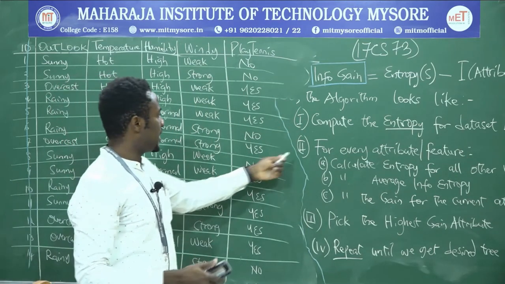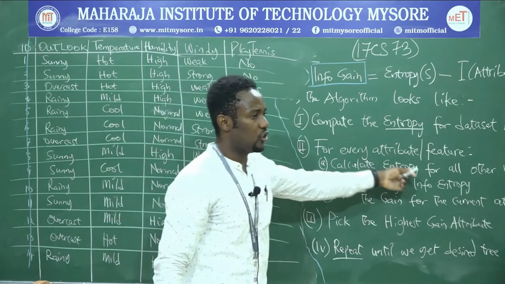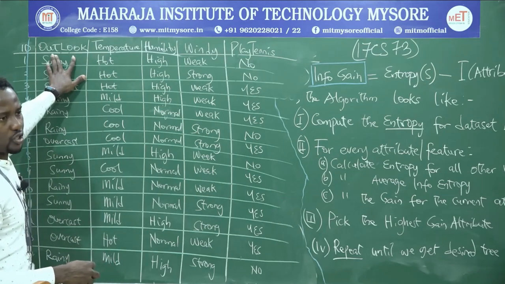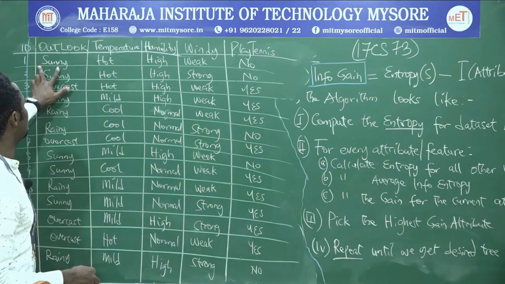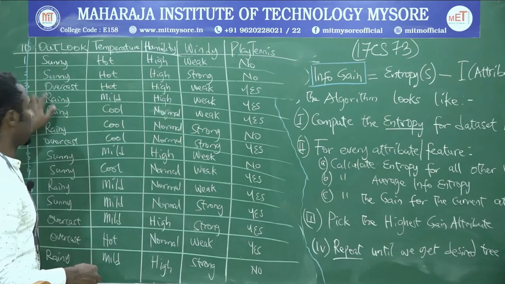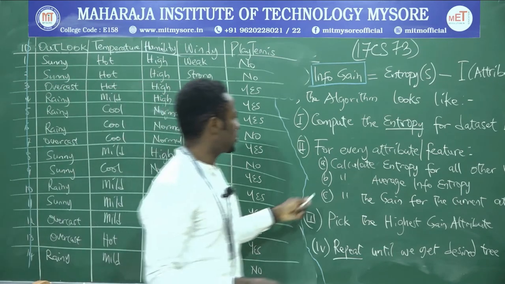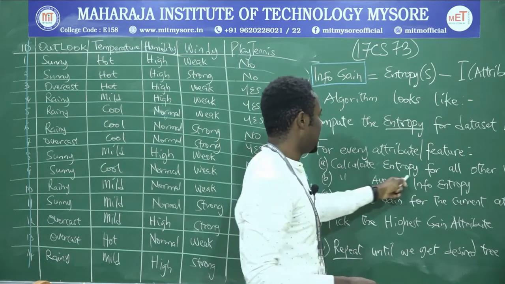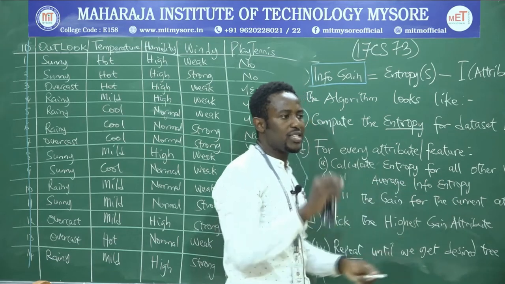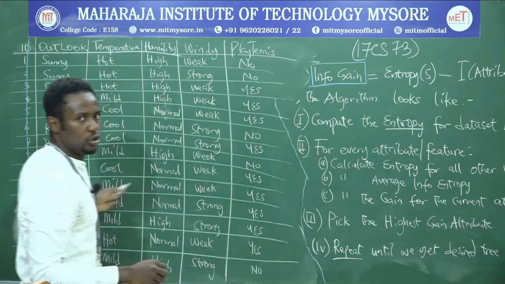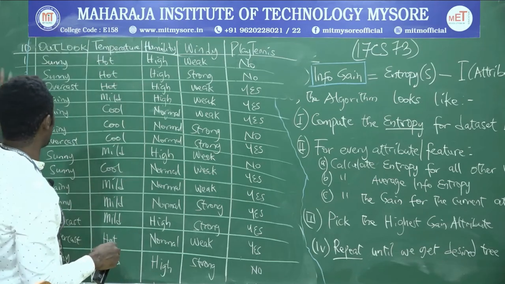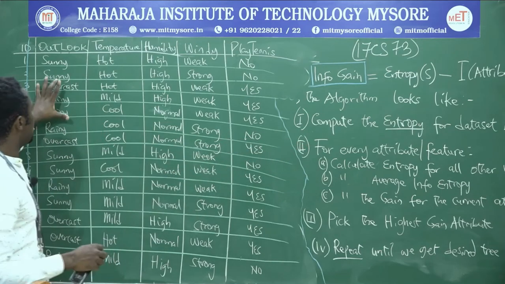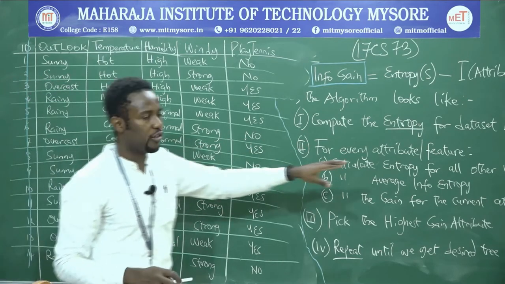Fine. So next, for every attribute or feature, for example, we have taken Outlook. Let's start from the first one. What are the attributes of Outlook? Sunny, rainy, overcast, right? For every attribute of Outlook, we have to calculate their entropy. Please remember, the entropy of the entire set is designated as entropy of S. The entropy of the subsets is designated as entropy of A.